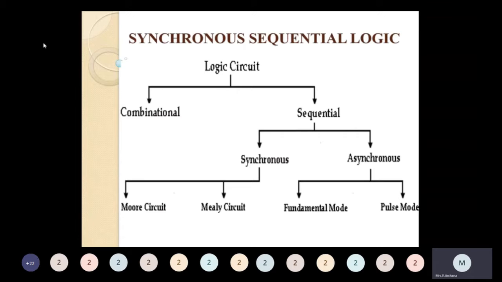So, that sequential circuit is divided into two: synchronous and asynchronous sequential circuit. In synchronous circuit, we will see Moore and Mealy circuits, and in asynchronous circuit, we are going to see fundamental mode and pulse mode.